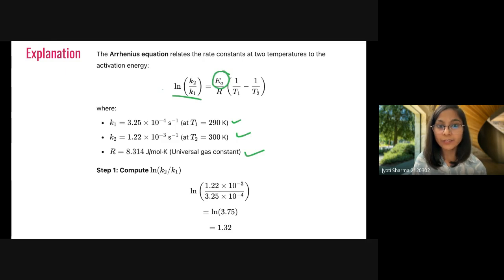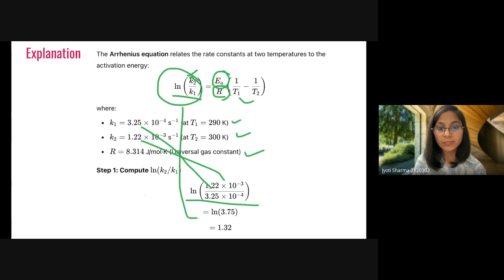Everything is given for us. The two rate constants are given, and the two temperatures are given. We already know the value of R. We just need to calculate the activation energy. So first, we will solve the natural log of K2 upon K1. We will put the values of K2 and K1 here, and this is nothing but 1.32, right?